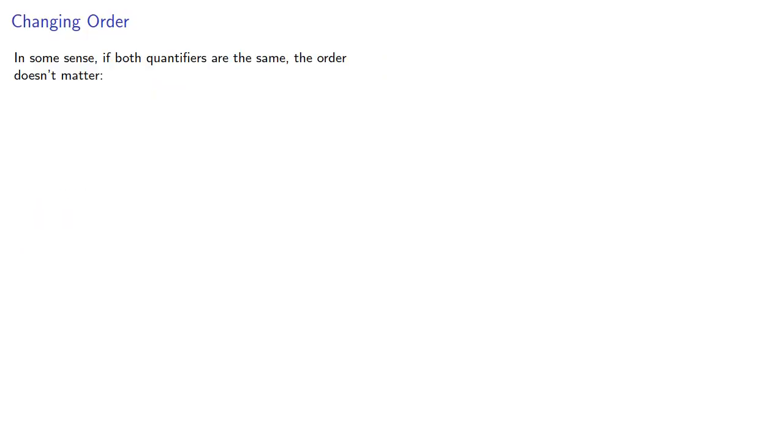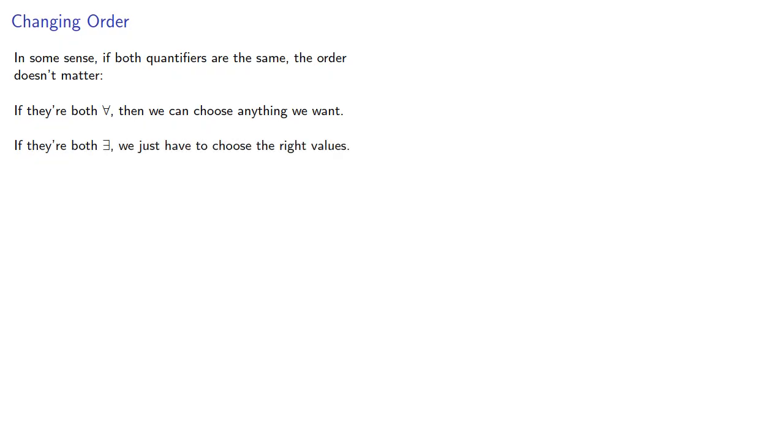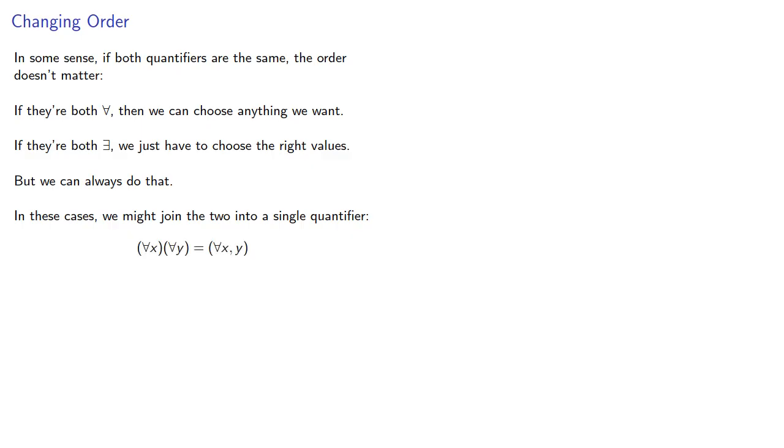And in some sense, if both quantifiers are the same, the order doesn't matter. If they're both universal quantifiers, then we can choose anything we want. If they're both existential quantifiers, we just have to choose the right values, and we can always do that. In these cases, we might join the two into a single quantifier. So a sequence of universal quantifiers can just be a single for any x and y, and a sequence of existential quantifiers can be a single there is some x and y.